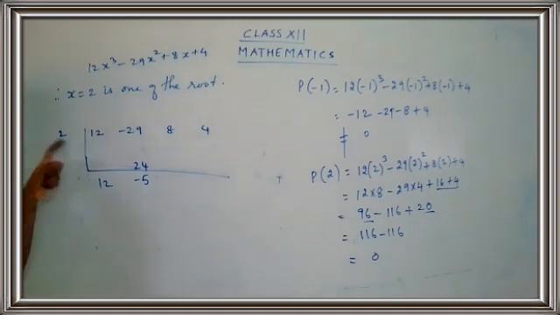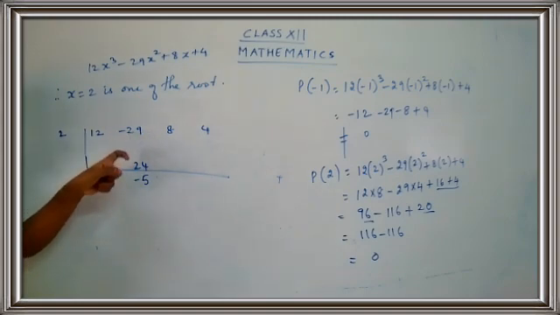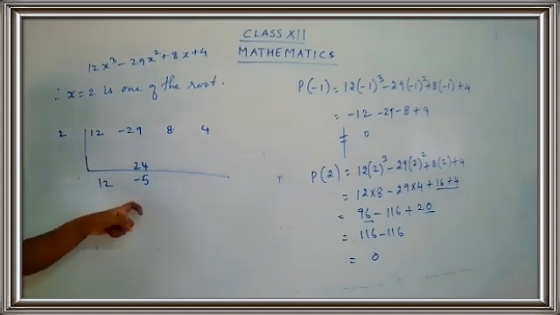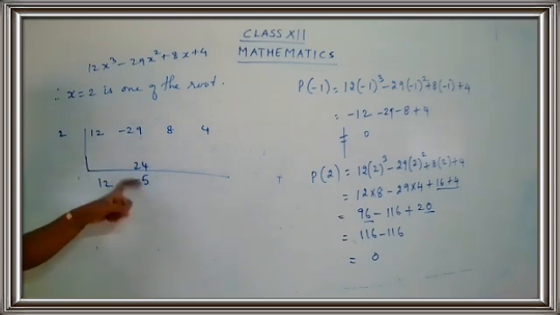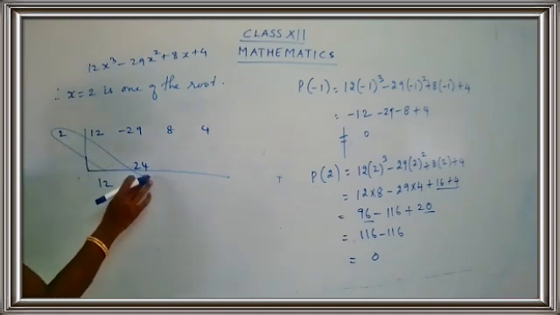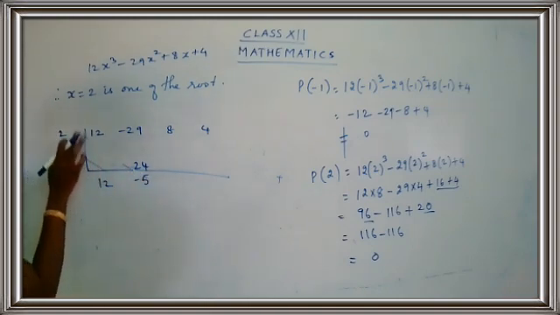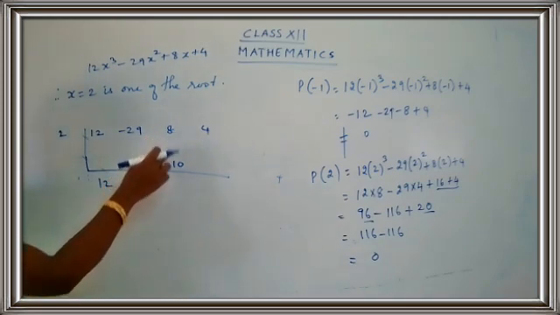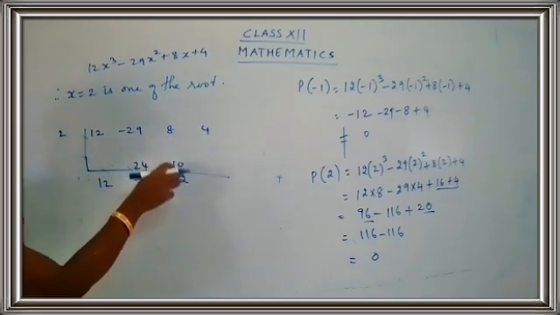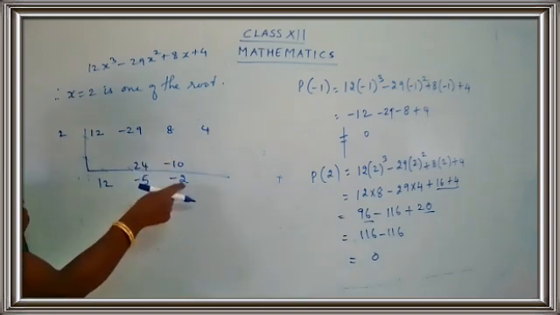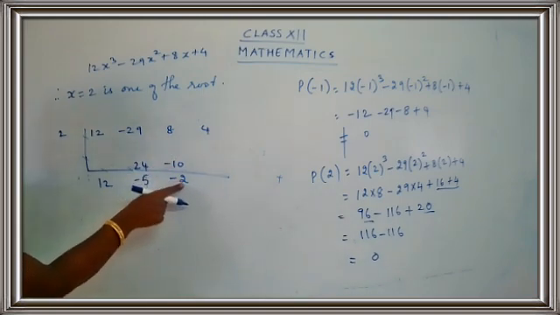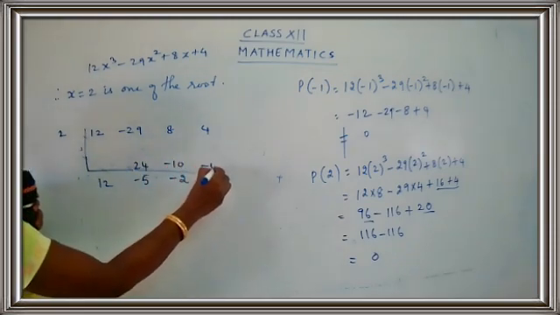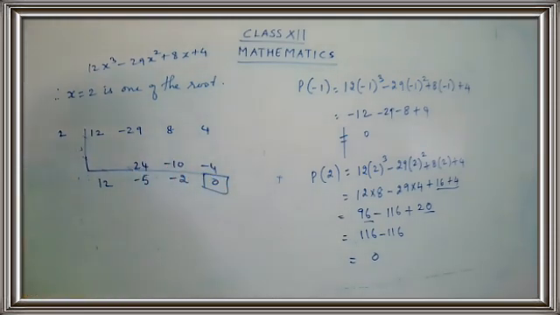So you are going to multiply again with this 2. You are going to multiply minus 5 and 2. Minus 5 into 2, minus 10. What is 8 minus 10? It's minus 2. 10 minus 8 is 2 and the sign of the bigger number is minus. Minus 2 into 2, minus 4. 4 minus 4, yes. We got the remainder as 0.